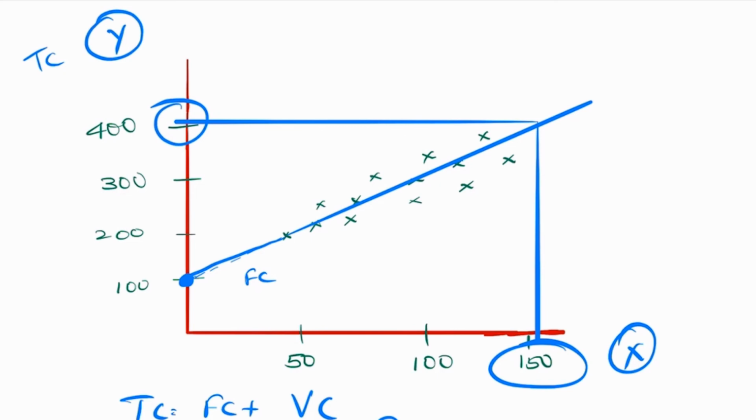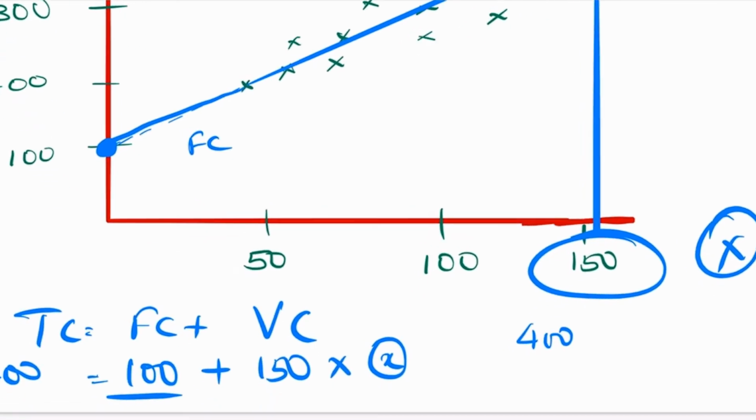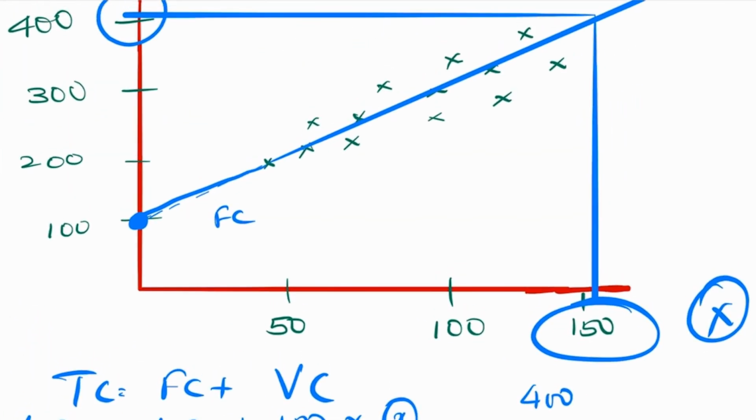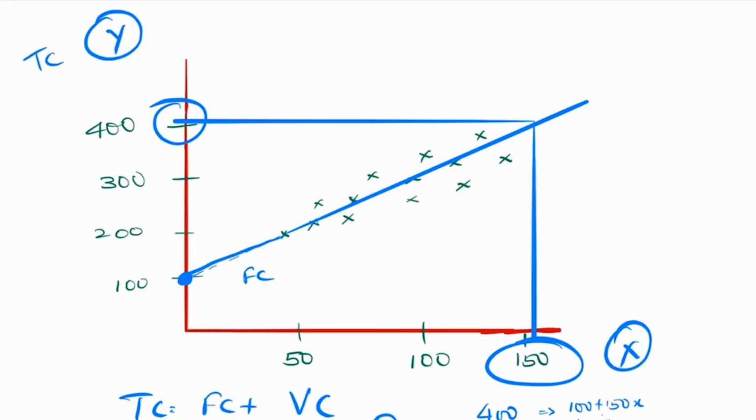If I solve this equation, 400 is equal to 100 plus 150x, I would get x is equal to 2 per unit. Therefore, this becomes my variable cost per unit.